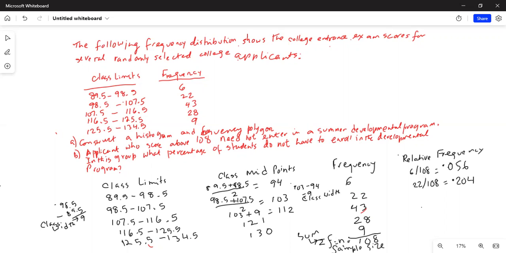Next one will be 43 divided by 108, and that one will be equal to 0.398. Next one, 28 divided by 108 is equal to 0.259. And the last one will be 9 divided by 108, which is 0.083.